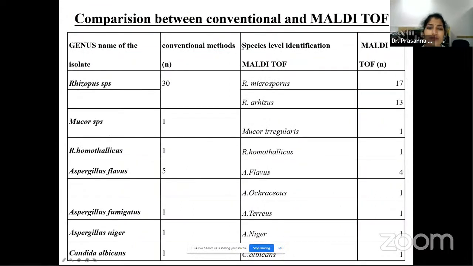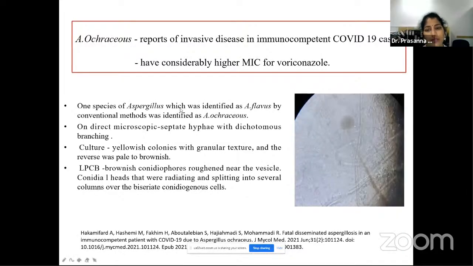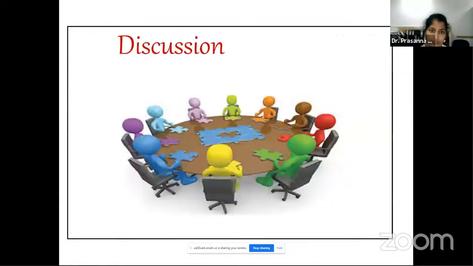When comparing, genus level identification matched with the conventional methods, and MALDI-TOF helped in species level identification: Rhizopus microsporus 17 isolates, Rhizopus arrhizus 13 isolates, and among the Aspergillus flavus conventionally diagnosed, one species was identified to be Aspergillus ochraceus. Aspergillus ochraceus has been reported to cause invasive disease on par with flavus, which can cause allergic diseases, and ochraceus also has considerably low susceptibility to antifungals.